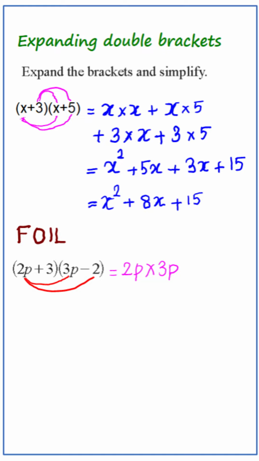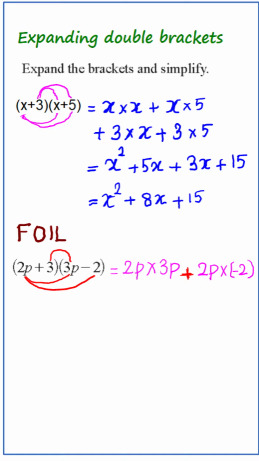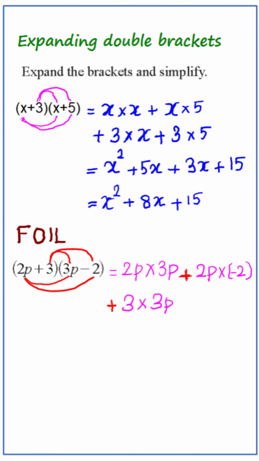Outer term of the first bracket is 2p and outer term of the second bracket is negative 2. So 2p multiplied by negative 2. Then I refers to the inner term. Inner term of the first bracket is 3 and second bracket is 3p. 3 multiplied by 3p. Then L refers to the last term. Last terms of both the brackets are 3 and negative 2.